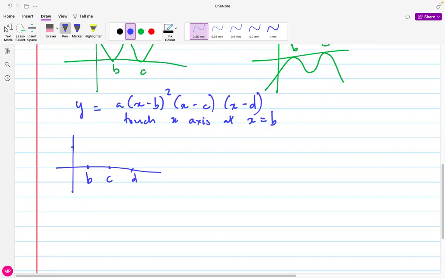Now, if I have B, C, D here, I start from the top and I go to B. At B, I need to back up straight away. I touch it. Go to C. At C, nothing happens, and go to D, nothing happens. So you just cut through.